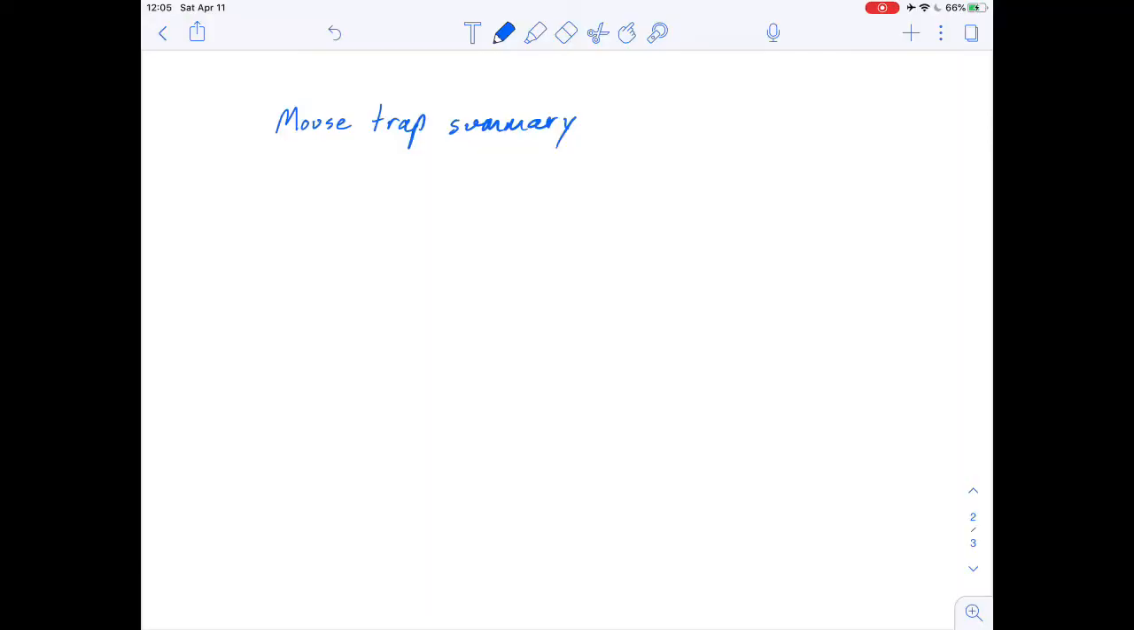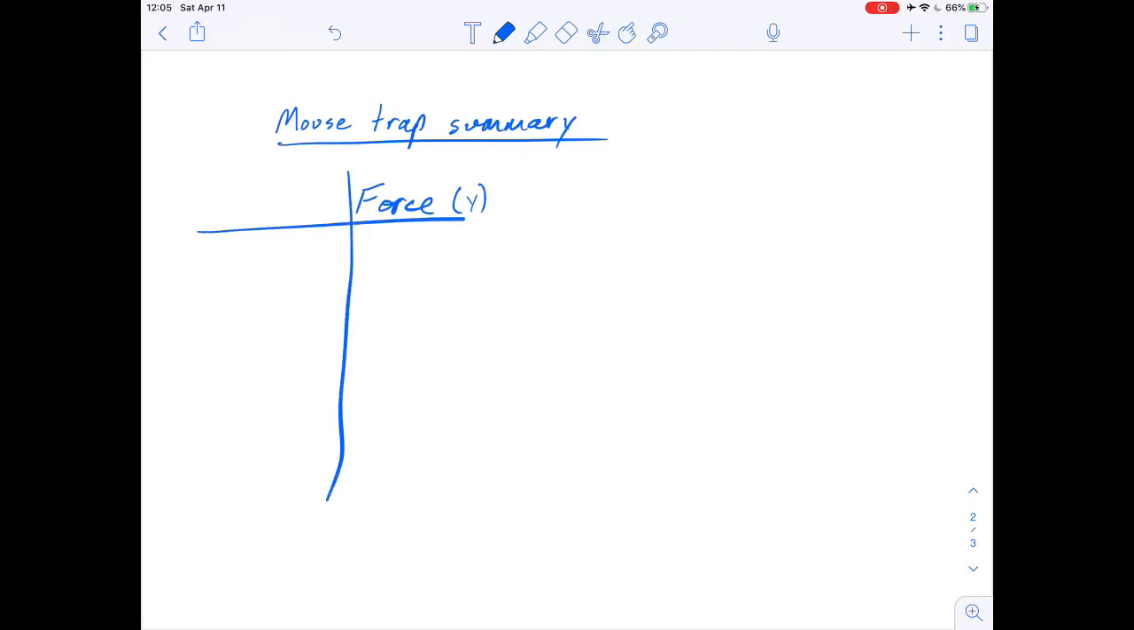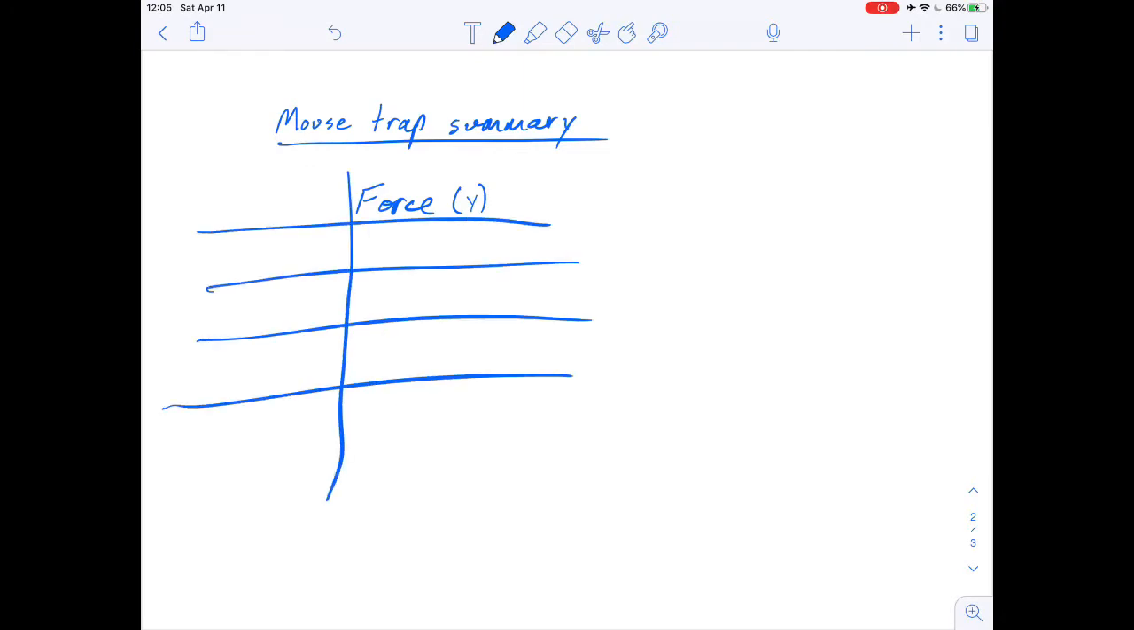Okay, a quick summary of the mousetrap. You've got 3 values for the force. Those are going to go on the y-axis. And the distance, x, that we pulled, goes on the x-axis. Of course, it's x.